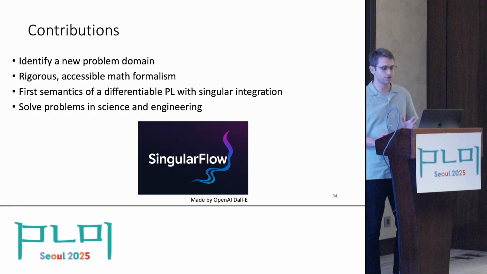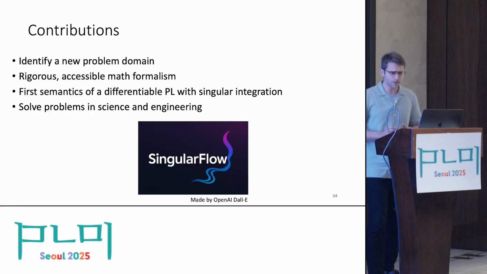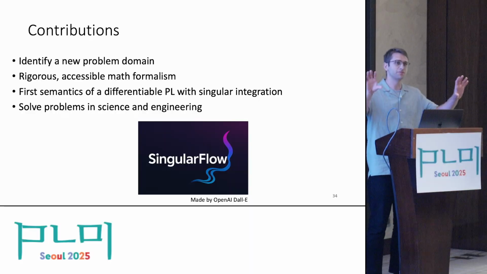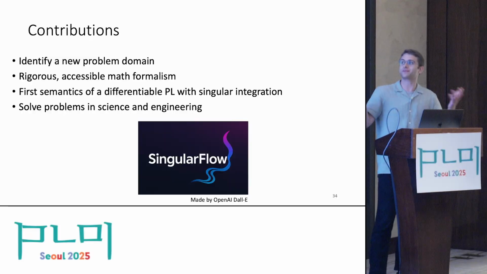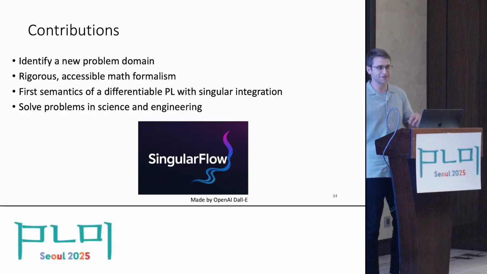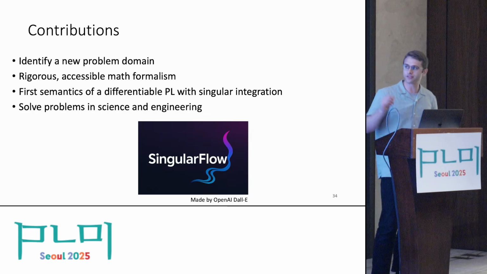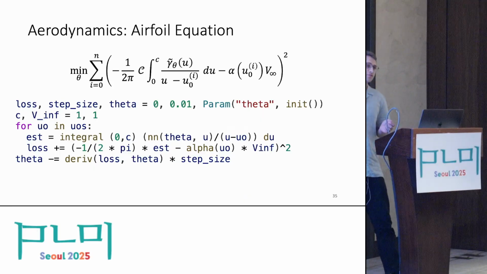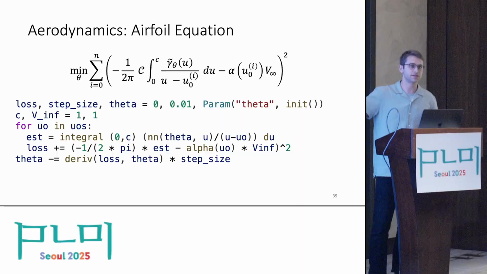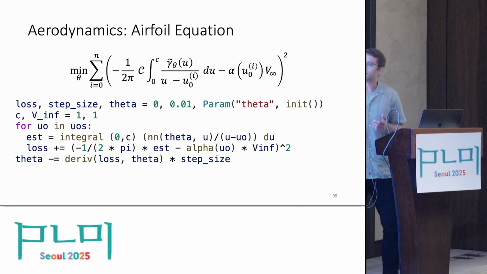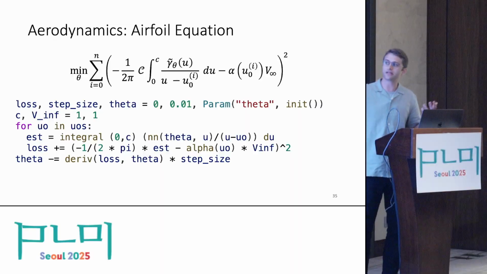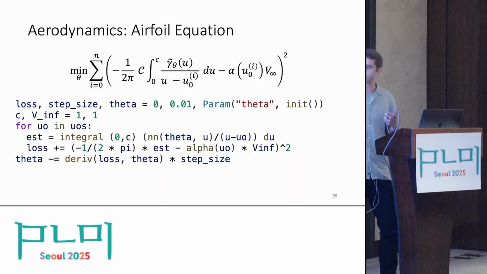It should be accessible. And then once we put the math foundation in place, we define the first semantics of a programming language with singular integration. It also is differentiable. And we solve some problems in science and engineering. All right, so let's look at some code for how to implement this in our language SingularFlow. The main features to highlight: you have finite iteration, you have singular integration, and you have automatic differentiation.